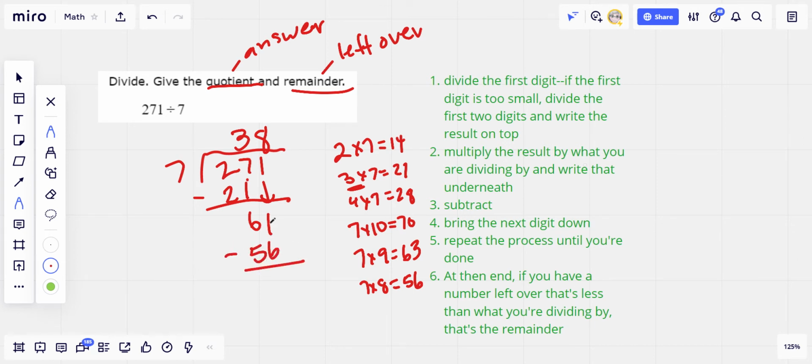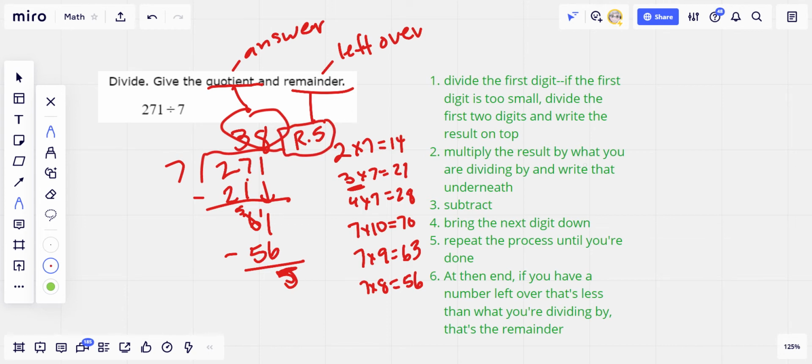And we need to subtract. So 1 minus 6, can't do that. Got to borrow. So we'll make that a 5. And this is now 11. So 11 minus 6 is 5. And 5 minus 5 is 0. So we just end up with 5 here. And you'll notice 5 is smaller than 7, so you can't divide that anymore. So our quotient is 38, and our remainder is actually 5. And sometimes people will write R5 like that.